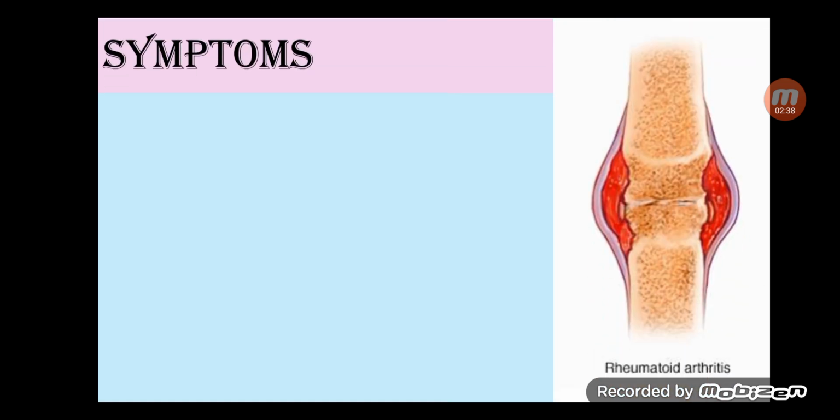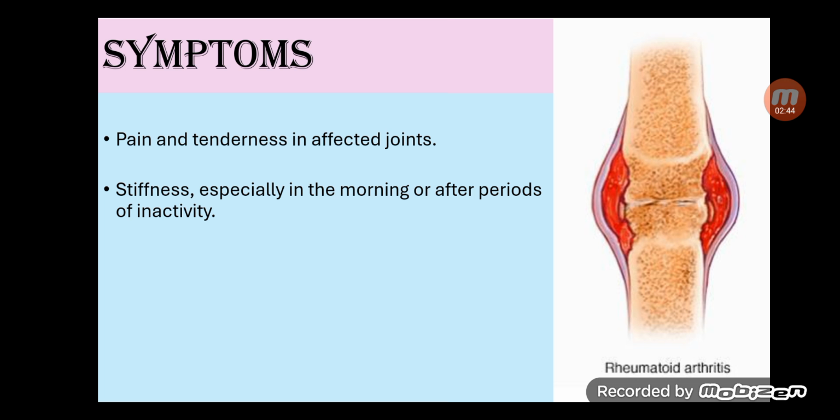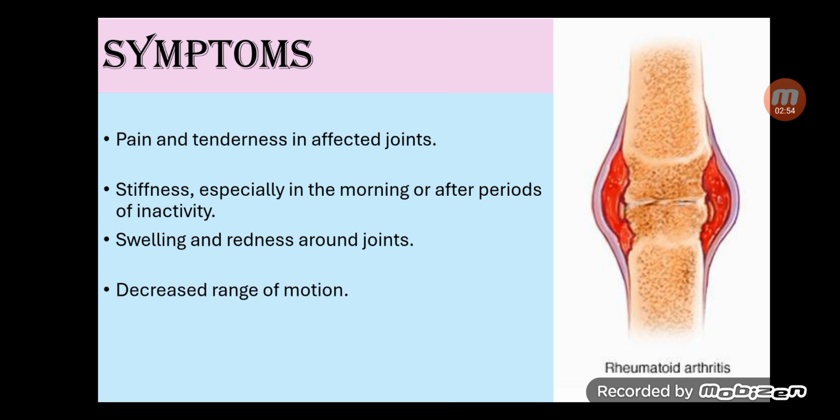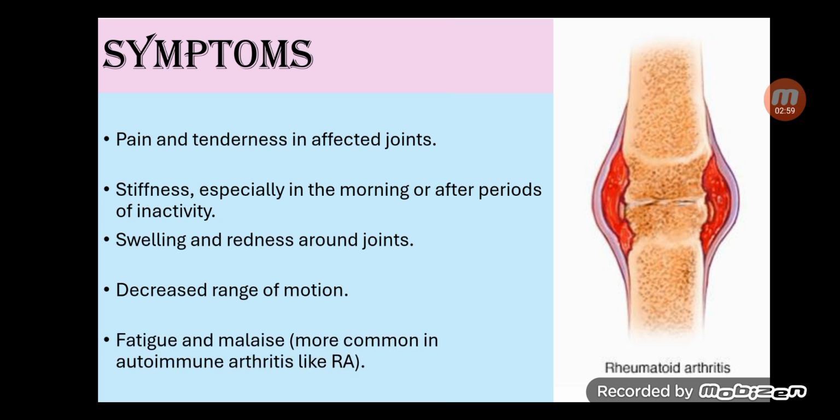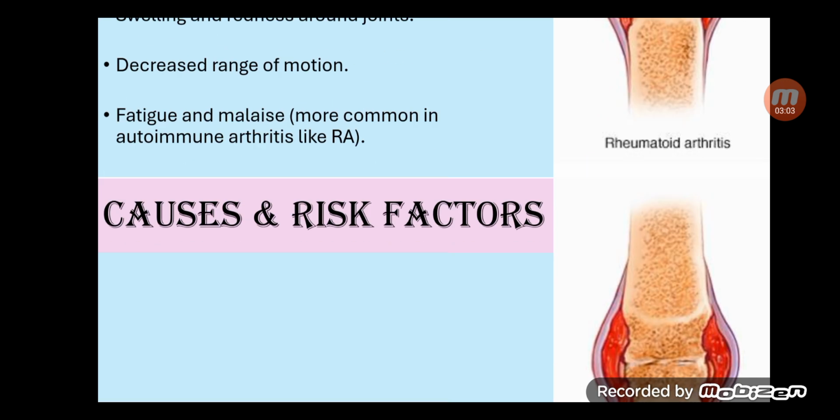Now let's talk about the symptoms of arthritis. The symptoms include pain and tenderness in affected joints. It includes stiffness, especially in the morning or after periods of inactivity. Then it may include swelling and redness around the joint, which is one of the symptoms of inflammation, and decreased range of motion. Then there's fatigue and malaise that is more common in autoimmune arthritis like rheumatoid arthritis.